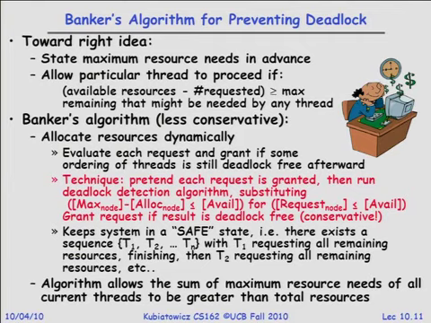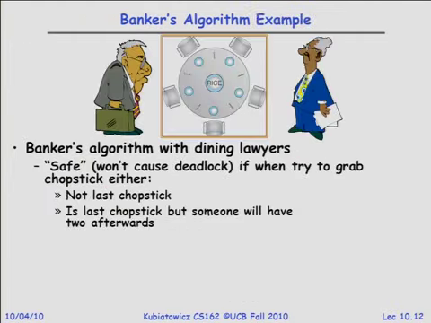So here's a good example. So we have the dining lawyers. Remember this, you're safe if it's not the last chopstick or if it is the last chopstick, but somebody will have 2 afterwards. Okay, why is that following the banker's algorithm? Okay, so let's take this first example here. Suppose I'm asking for a chopstick, 1 chopstick at a time, and it's not the last chopstick. Okay, so why does that come out okay with the banker's algorithm?